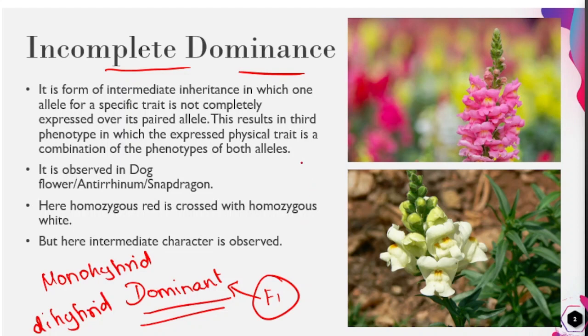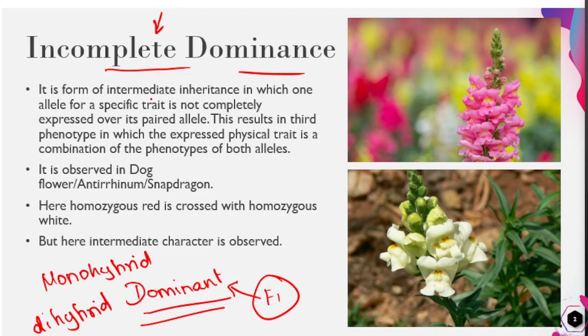Then what do we mean by incomplete dominance? It means the dominant character is not completely expressed. Incomplete means it is not completely filled, it is in between. If the teacher asks whether you completed your classwork, you will say, no ma'am, I am incomplete, meaning you have not completed some part of it. Similarly, here, incomplete means the completely dominant character is not expressed in the offspring. That is called incomplete dominance.